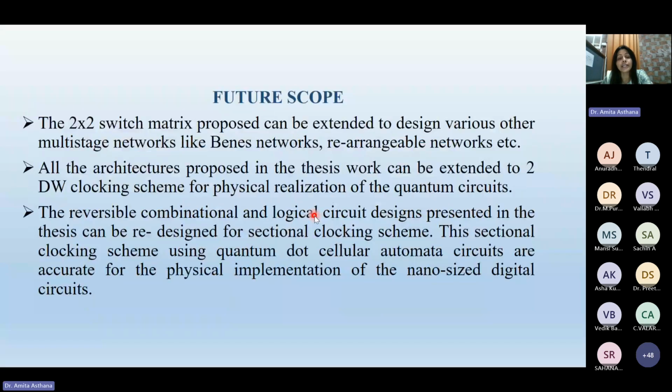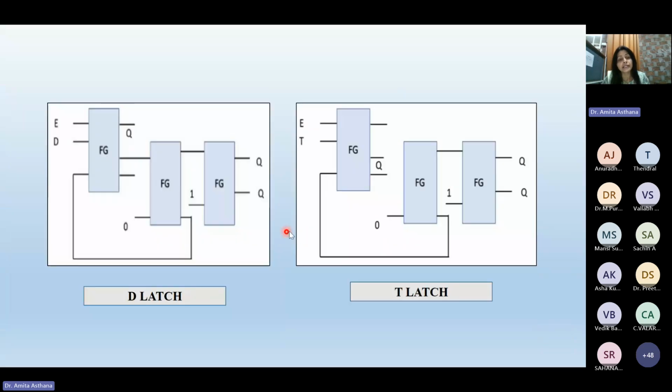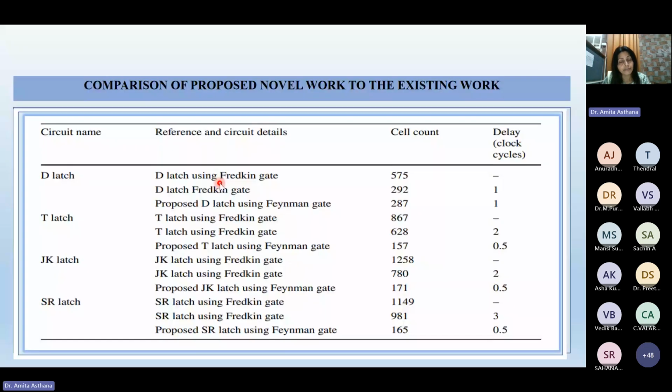Now various combinational logic circuits can be designed, and in future, as I have found out, if we are getting the number reduced using various reversible gates for the same design, and if we are able to employ other gates also, then the number of cells in the latches can also be reduced, as well as the area can also be reduced.